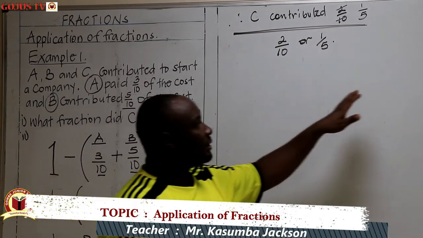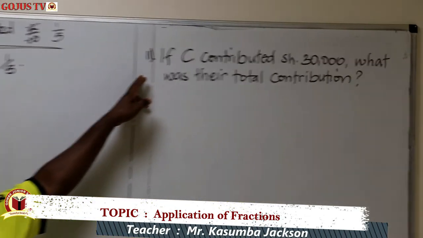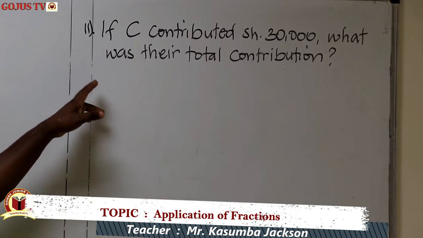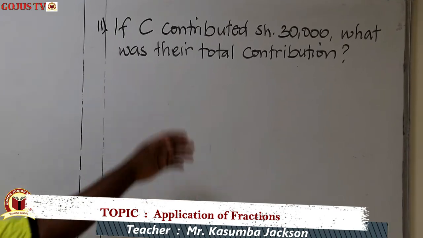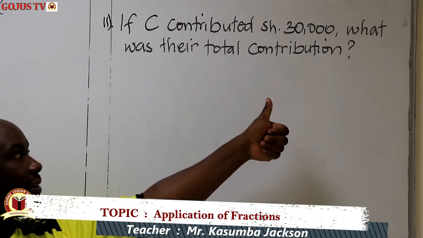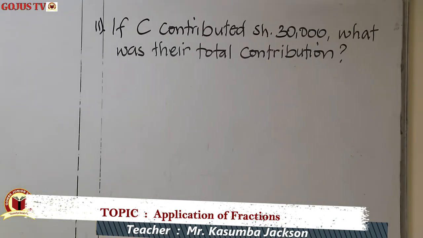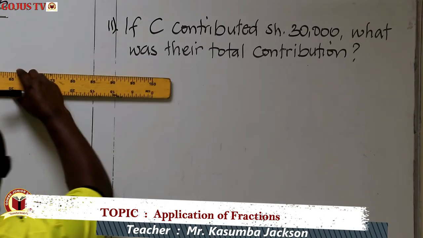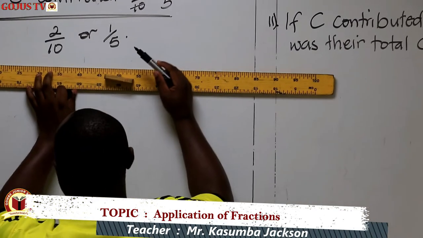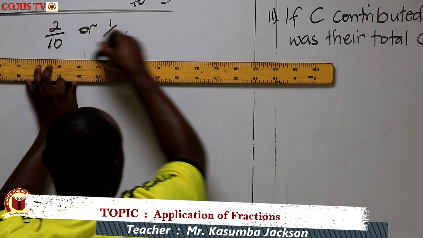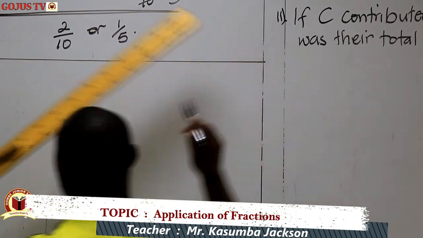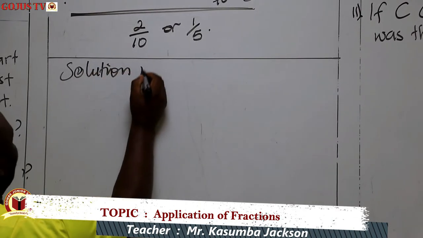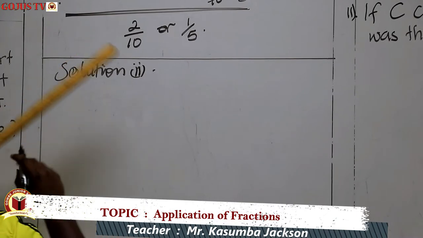Our second question on the same number, which we can call Roman 2, is: if C contributed 30,000, what was their total contribution? If C contributed 30,000, what was their total contribution in terms of money now? In terms of fractions, we have seen C contributed 2 out of 10 or 1 out of 5 after reducing. Then we are answering the solution to Roman 2.